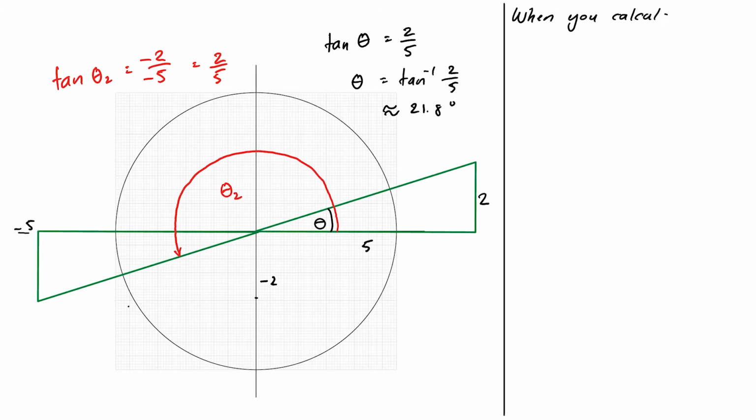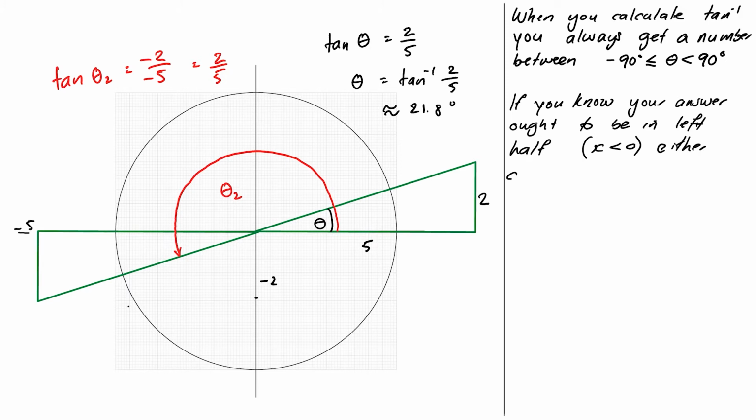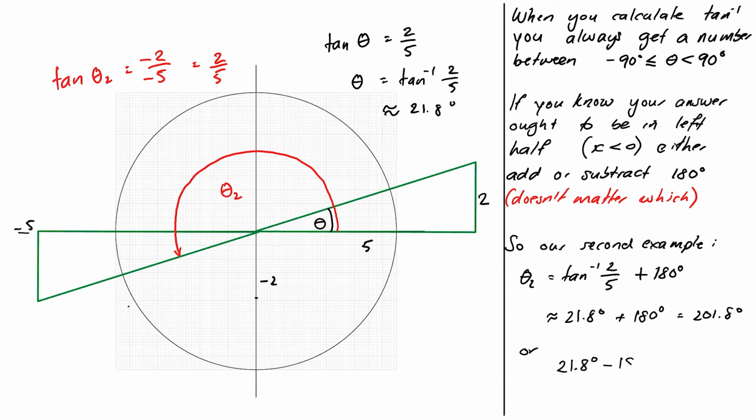So when you take inverse tan, say on a calculator, you'll always get a number between -90 and 90 degrees. So if you know that your angle ought to be on the left-hand side of your picture, that means the x-coordinate is negative, then you need to either add or subtract 180 degrees to get the right angle. Doesn't matter which, they're both the same thing. So for our second case, our angle would be 21.8 degrees plus 180 degrees, which would give us 201.8 degrees. Or if you subtracted, you get 21.8 minus 180, which is negative 158.2 degrees.